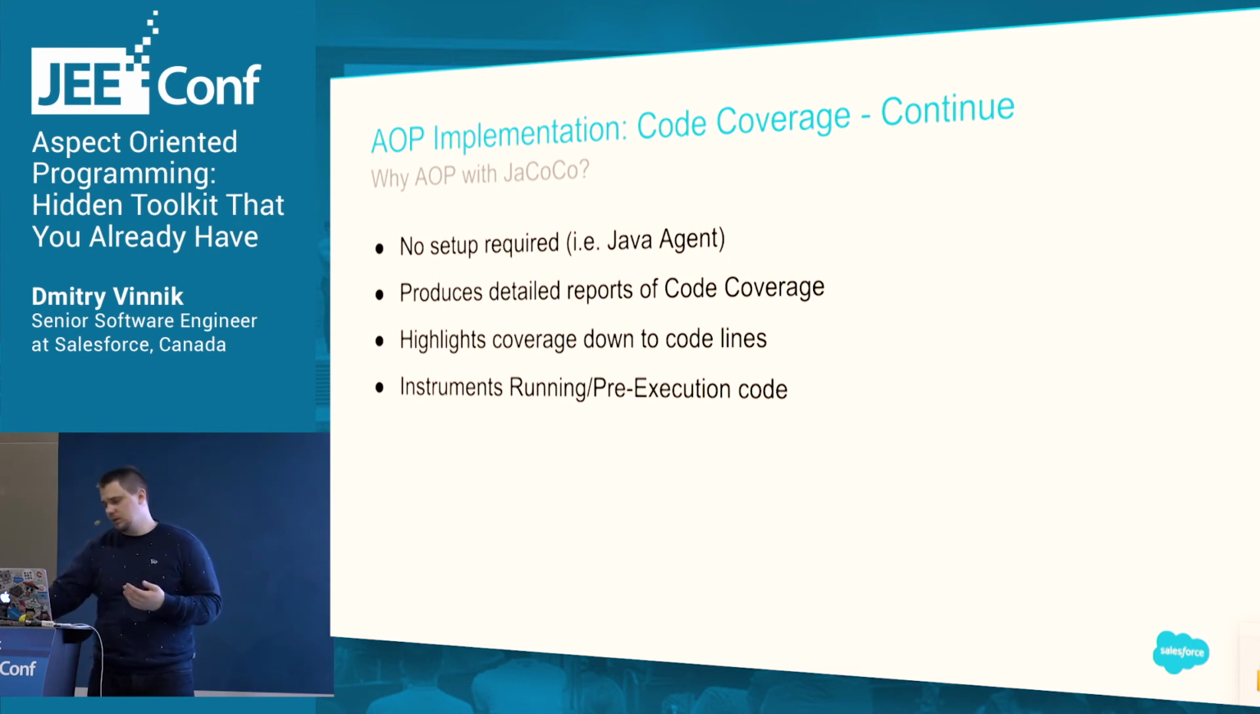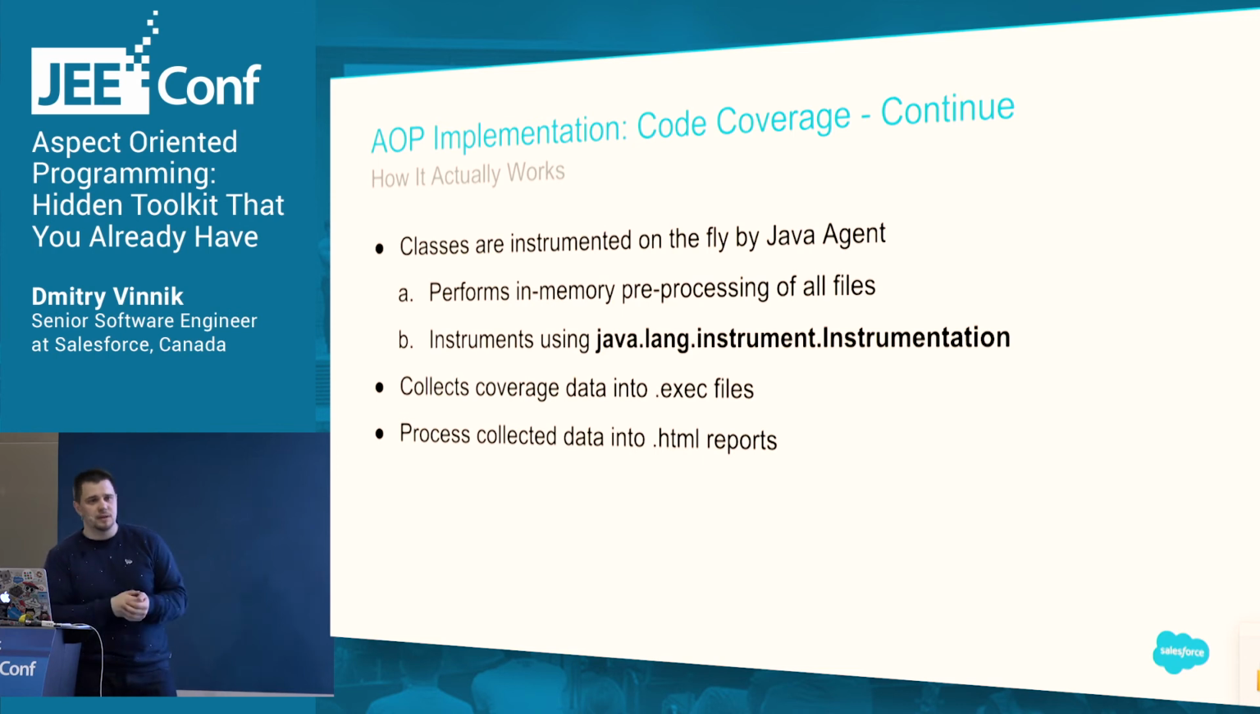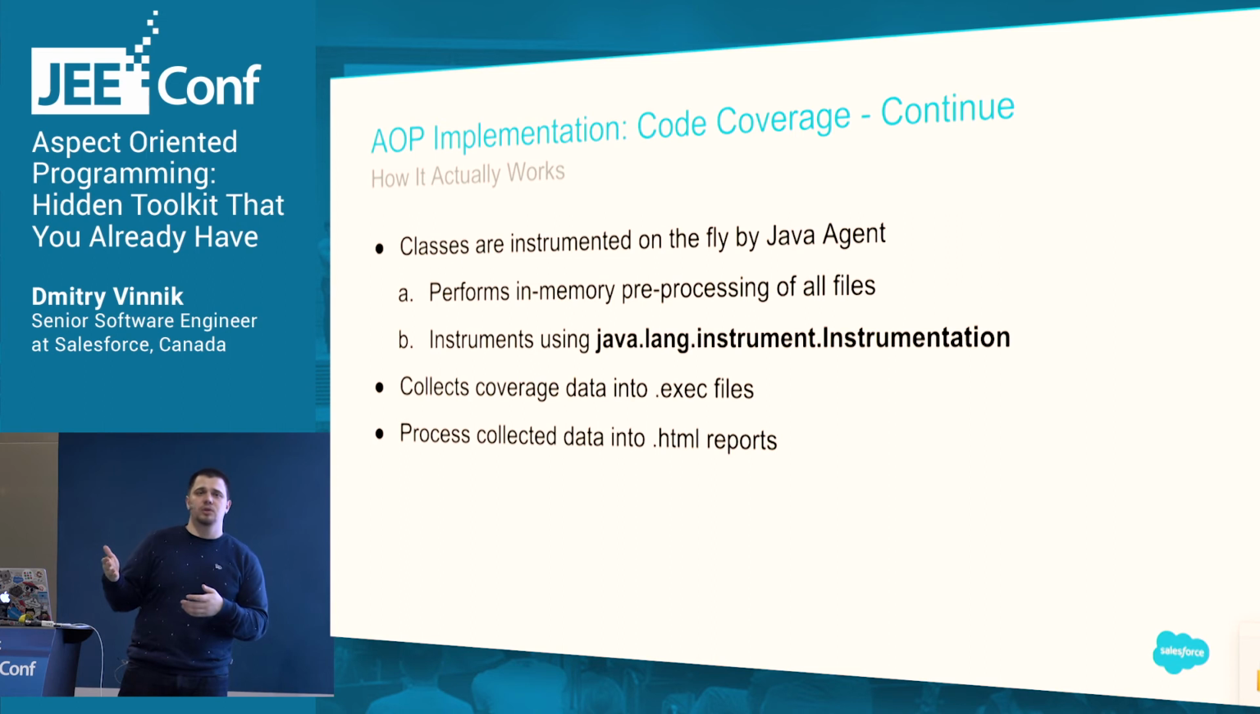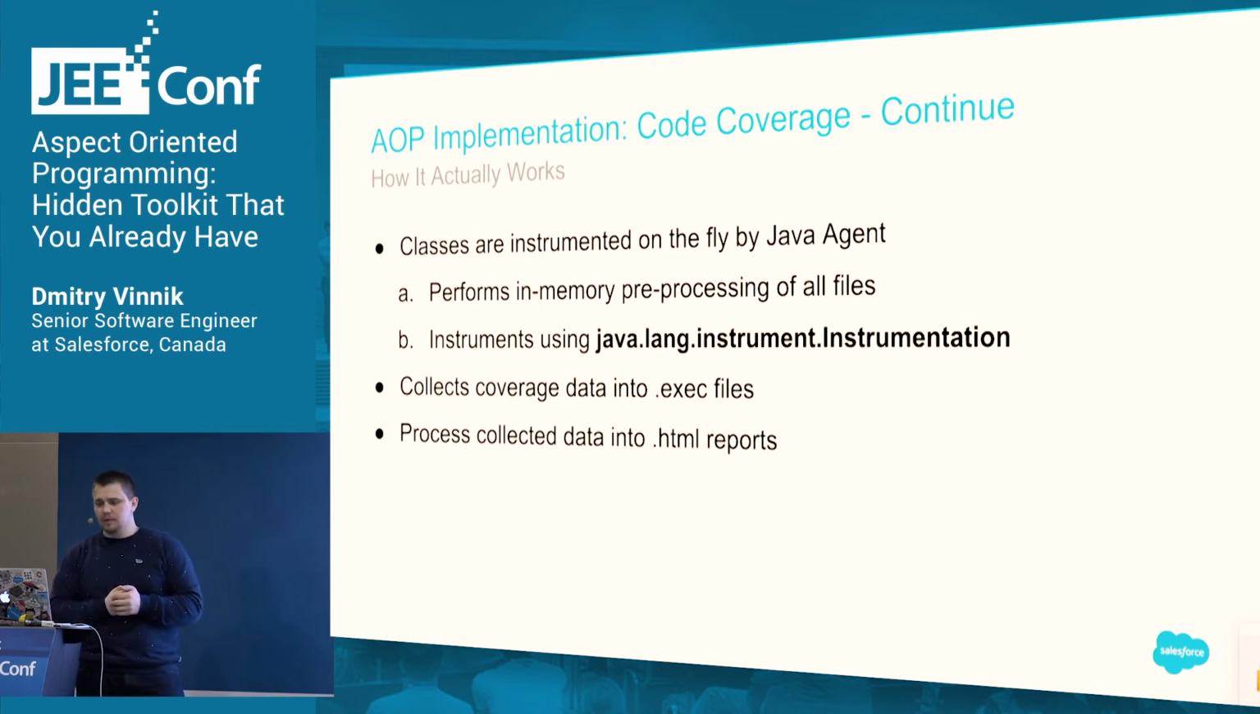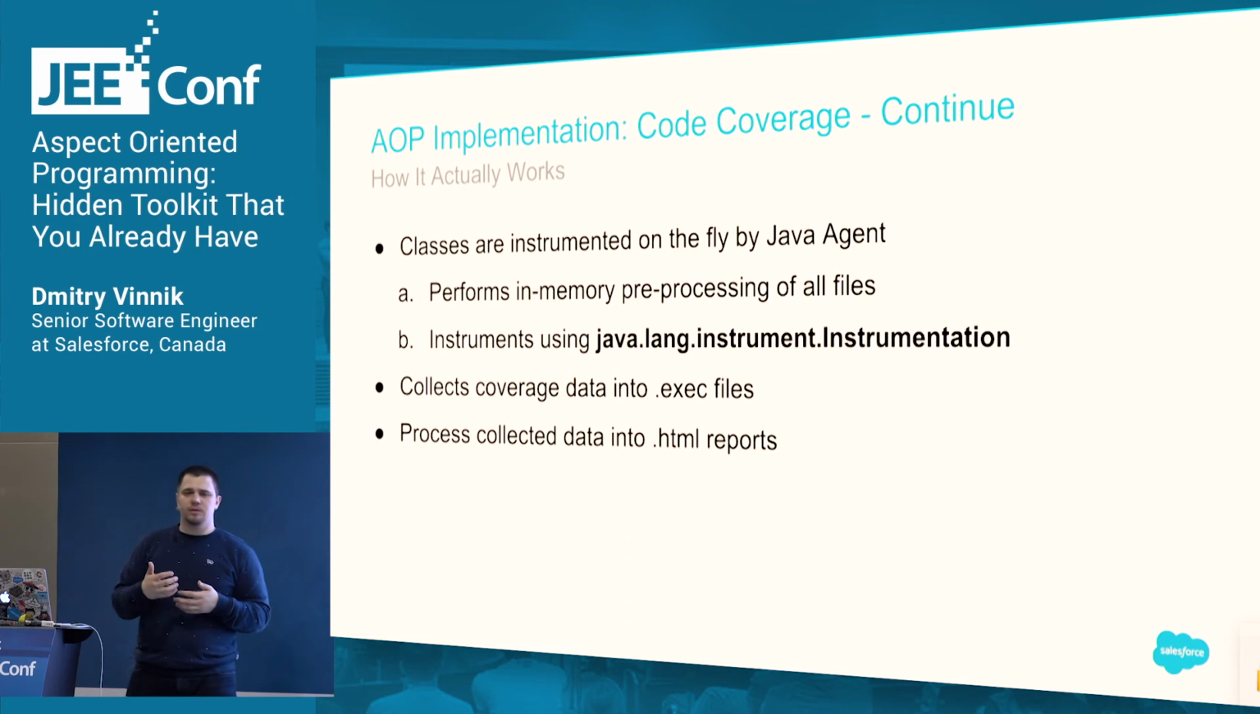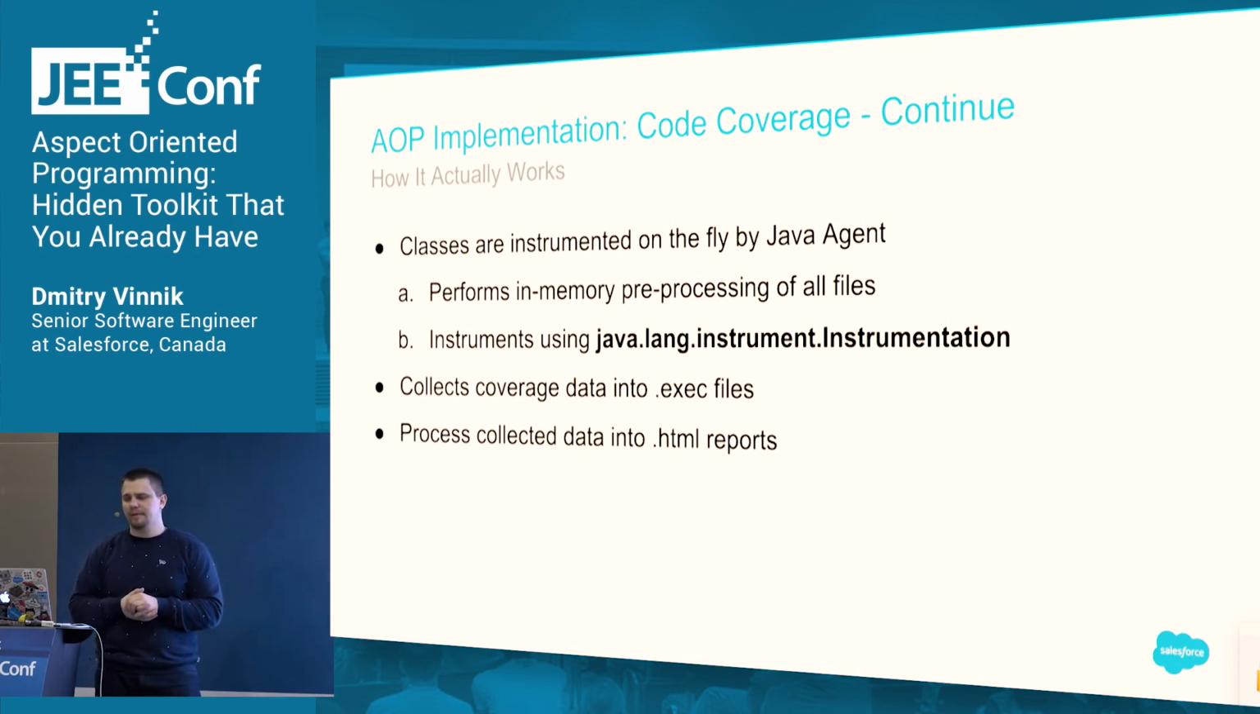What it actually means, I'll explain in this slide by highlighting how the code coverage, or any Java agent that I'm going to go through in the next slides, actually works at the enterprise level as well. So basically, all the classes are instrumented on the fly by the Java agent. It performs in-memory preprocessing of all files. It uses that widely used instrumentation package that became available in Java 1.5.